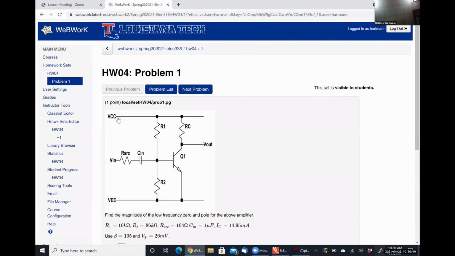So problem 1, this is a BJT amplifier. So this guy looks like a common emitter with no source degeneration or emitter degeneration whatsoever. So we should expect to see a single pole. This problem asks us to find the magnitude of the low frequency pole and 0 for the above amplifier. So do you guys feel that you would be comfortable enough doing something like that? What method would you use?